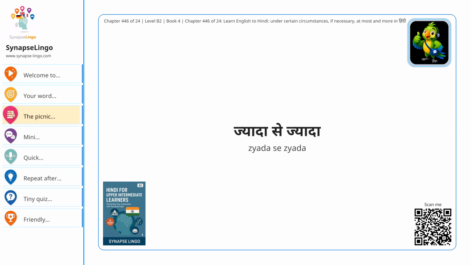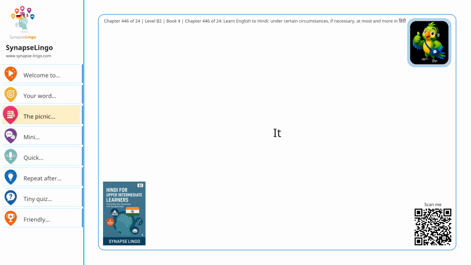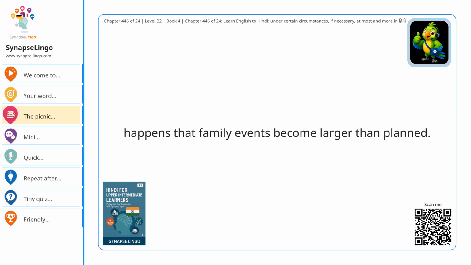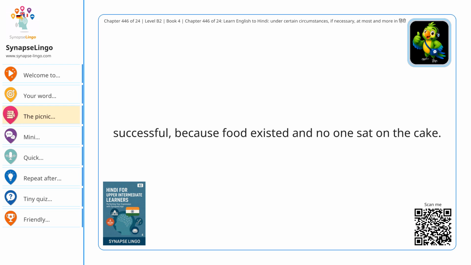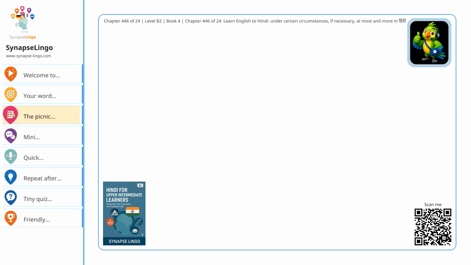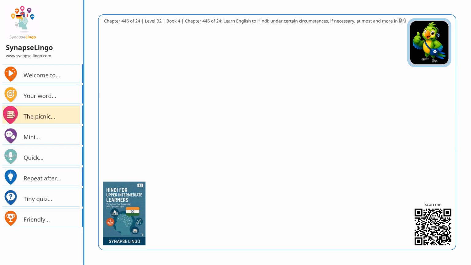We invited ज़्यादा से ज़्यादा 10 people, but 14 arrived, plus 1 goat who acted like management. It आमतौर पर happens that family events become larger than planned. The organization was काफी हद तक successful because food existed and no one sat on the cake. The weather was ज़्यादातर good, except for one dramatic cloud that behaved like a movie villain. The table setup was only आंशिक because someone brought the folding table भागों में and forgot the screws.